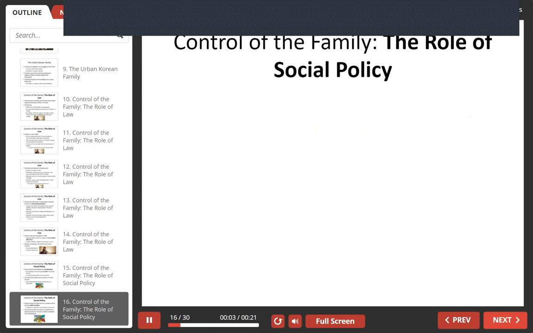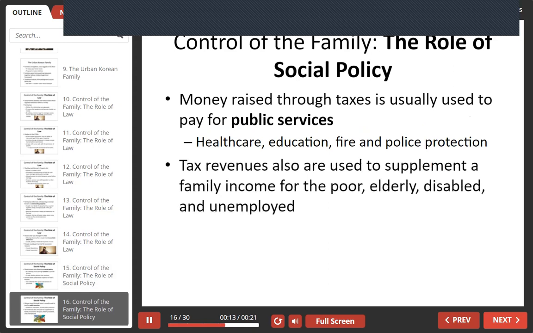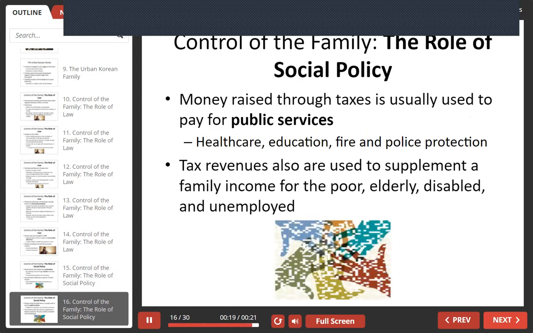So, money raised through taxes is then used to pay for public services such as healthcare, education, fire, and police protection. Tax revenues are also used to supplement a family income for the poor, elderly, disabled, and unemployed.